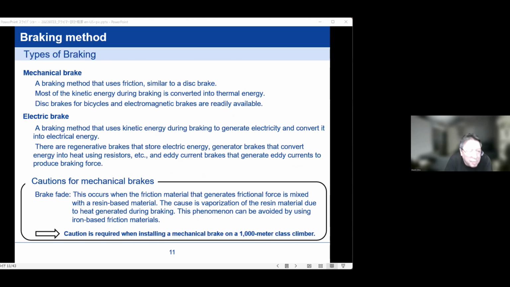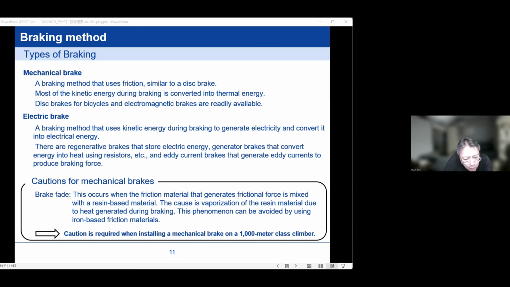And the next is the braking method. To eliminate the climber moment is important, but just as important are the brakes. I'll give you a brief explanation about the different types of stopping. First of all, there are two types of brakes, mechanical and electric. Mechanical brakes, like disc brakes, use friction to maintain their position. When something moves, most of its kinetic energy is converted into thermal energy.